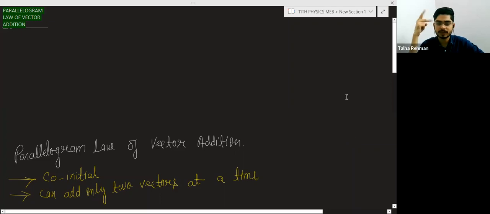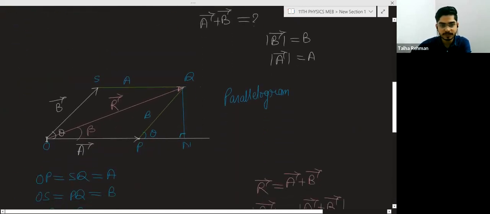If we want to add two vectors, and those vectors are co-initial vectors. Co-initial means the vectors have the same starting point. So this is vector A, this is vector B, and both of these vectors have the same starting point.